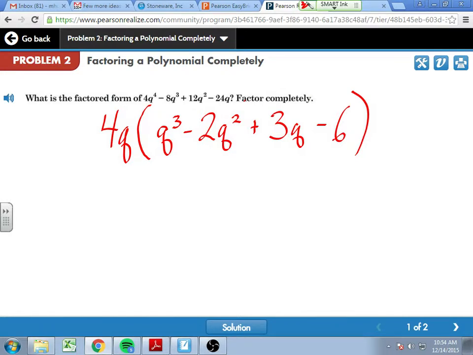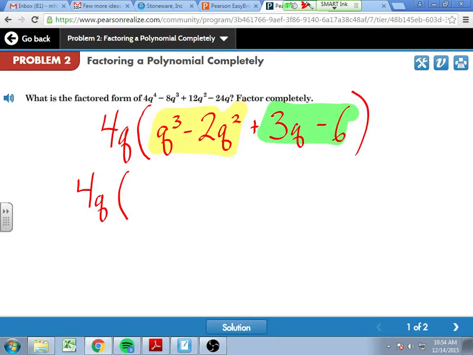Now I could group my q cubed and my 2q squared and have a higher order of q that I can factor out. Or I could group my 2q squared with my 6 and factor out a 2 that way. But since 3 and 6 have a common factor, I'm just going to group it in the order it is now. So 4q is going to drop down. I'm going to color code my grouping just so I don't have to write it again.